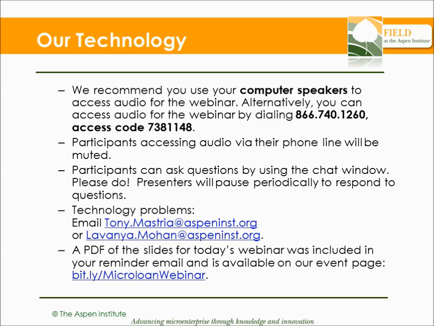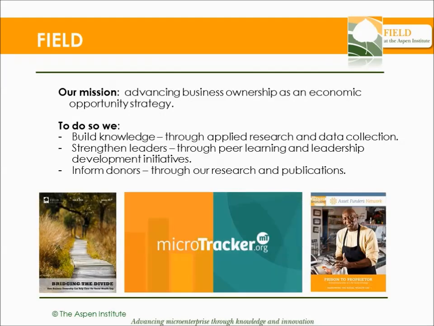So just briefly, I want to give those of you who don't know us a bit of an introduction to Field at the Aspen Institute. Our mission is to advance business ownership as an economic opportunity strategy. We are part of the Economic Opportunities Program at the Aspen Institute, and the work of EOP, as we call it, is to advance promising strategies to help low and moderate income Americans to connect to and thrive in our changing economy. And Field is the part of the program that focuses on the role that business ownership can play in advancing economic opportunity.